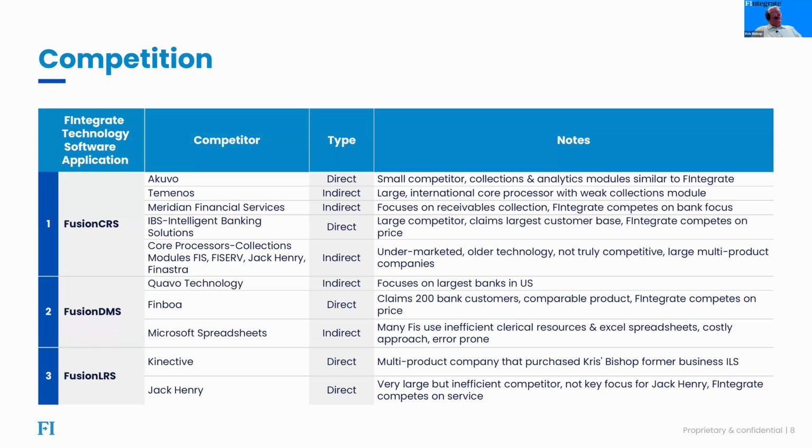The core processors as a competitor have a module in their core. It's not a complete collection recovery system. So we get a lot of business from the core processors you saw on the previous page because their module doesn't compete with the actual collection system. For the Fusion DMS product, what's interesting there is the two competitors at the top. One of them's at the very top end of the market, serving the largest 30 banks in the country. The other one's at the very low end of the market. So we've got a multi-million-dollar price tag on one and a couple $100 on the other one.